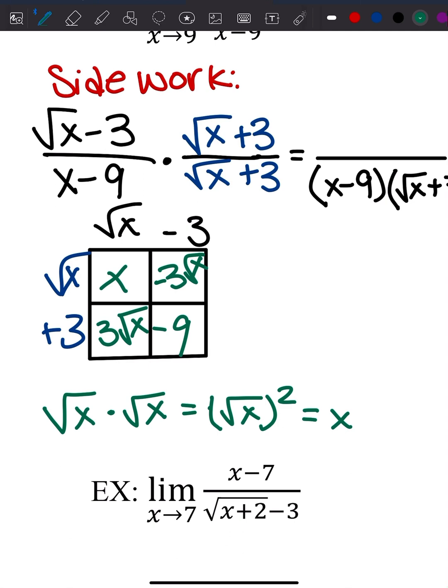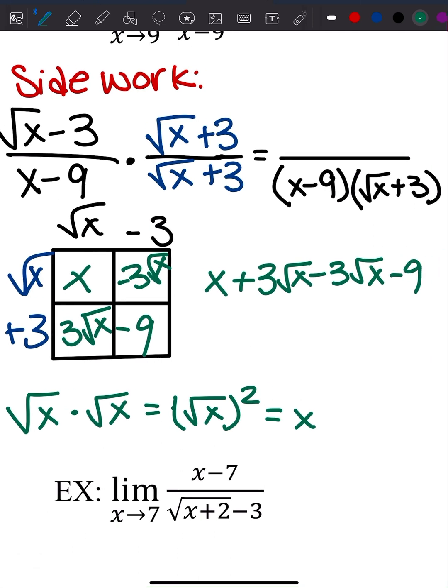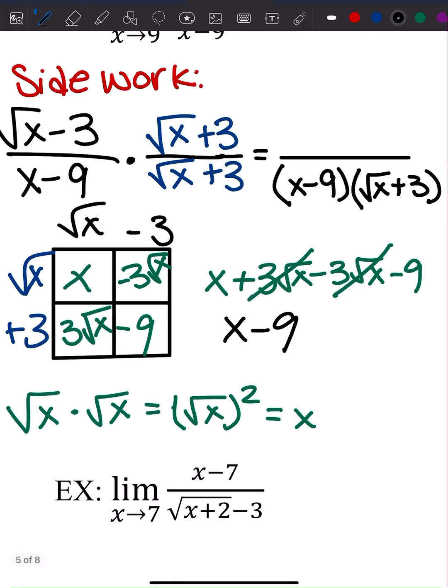So what I'm going to do now is take all of this and put it into my problem. So if I were to add all of these things together, we have x plus 3 square root of x minus 3 square root of x minus 9. Okay. Well, we have a positive 3 square root of x and a negative 3 square root of x. When we combine those with addition or subtraction, they are going to become 0, so they are out. So we are left with x minus 9. So when we multiply these top two things together, we are left with x minus 9.